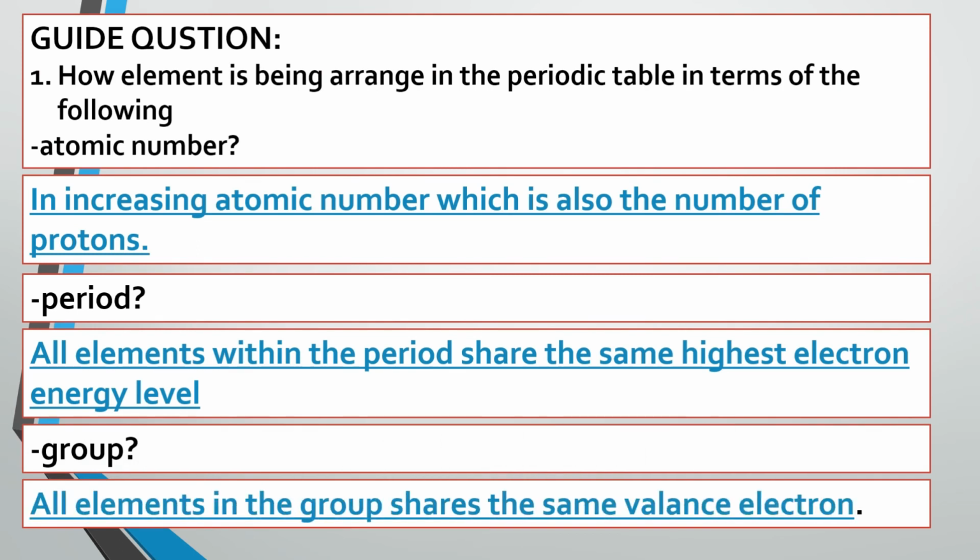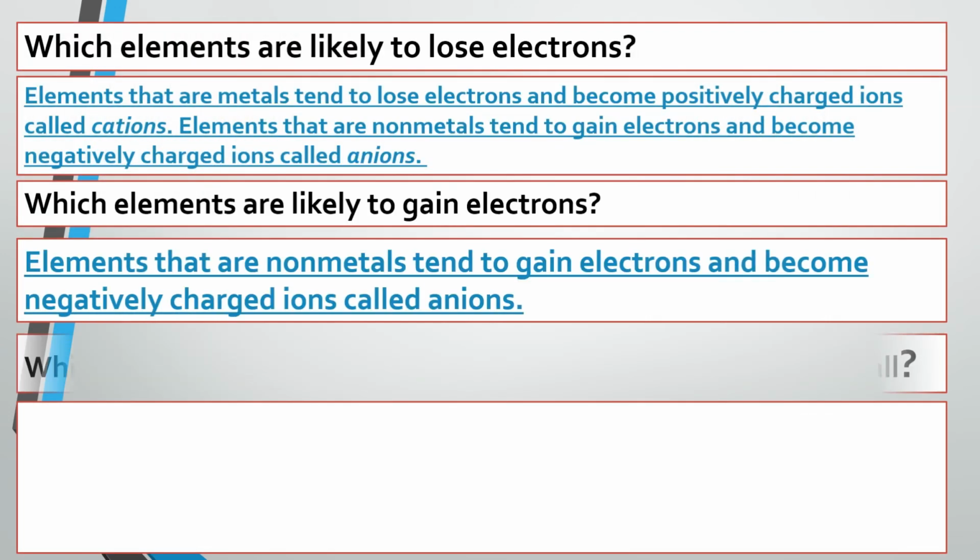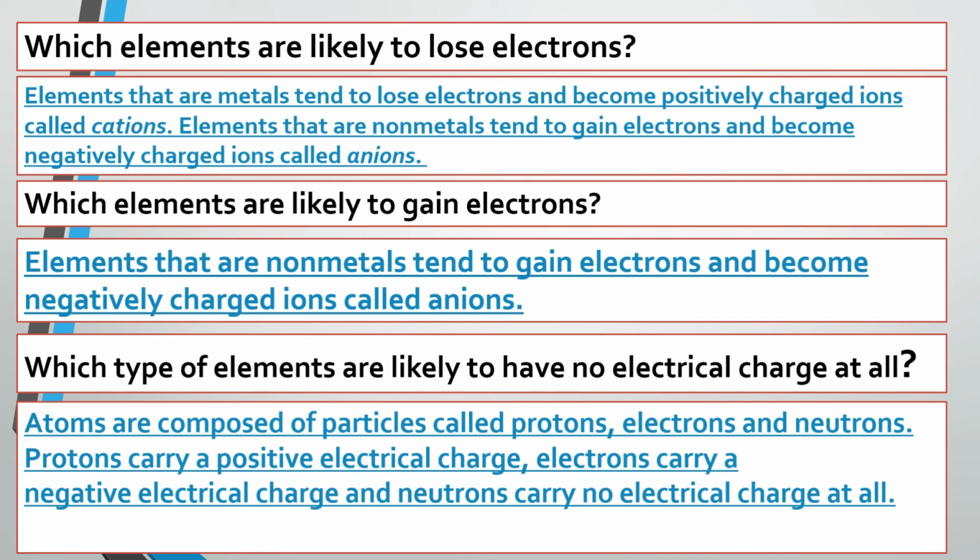So, in terms of period naman, they share the same highest electron energy level. Mapag-aaralan nyo yan kapag kayo naging grade 8, grade 9, or 10. Then, in terms of group, they share the same valence electrons, or some of them the same oxidation state. Okay, so sabi dito, which elements are likely to lose electrons? Okay, so elements that are likely to lose electrons are metals. Okay, why metal? Because metal is always giving electrons itself.